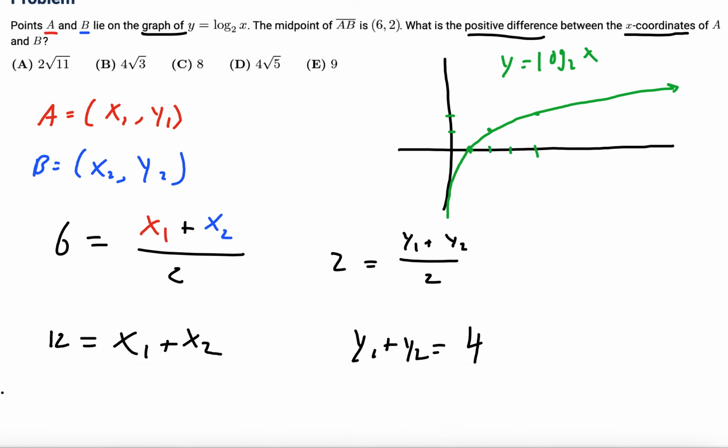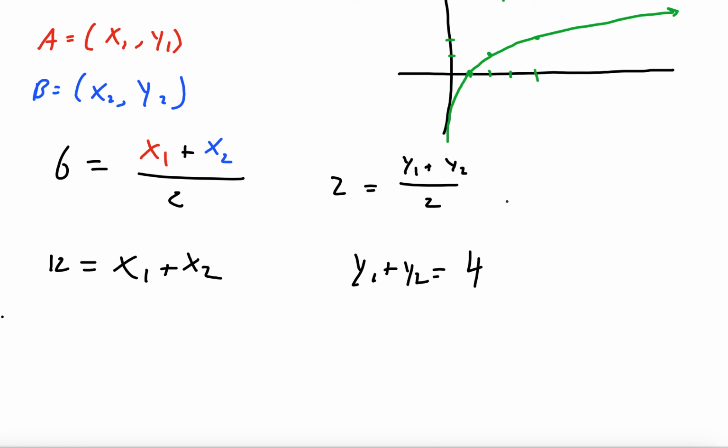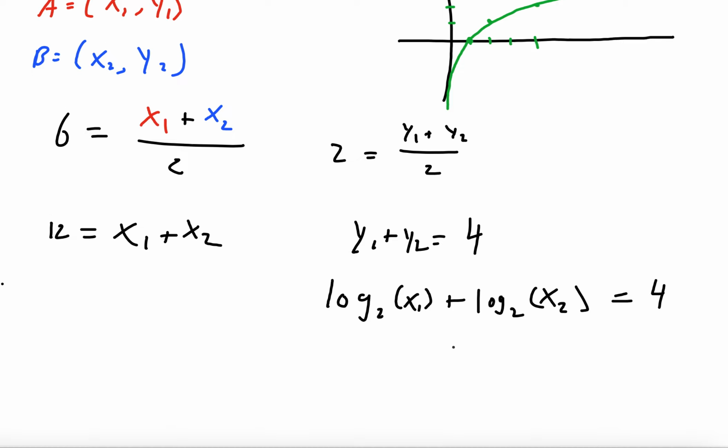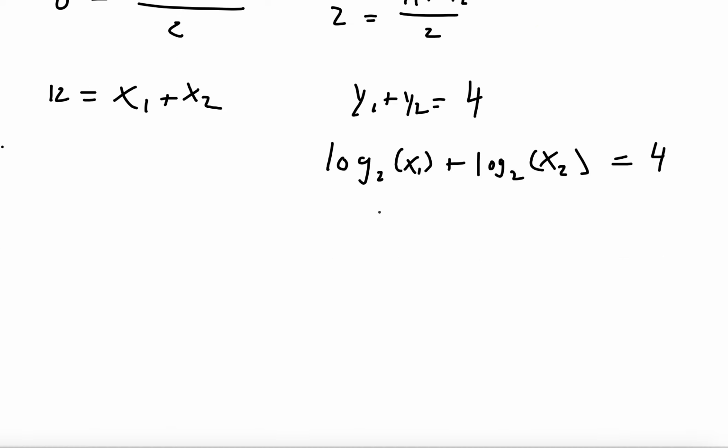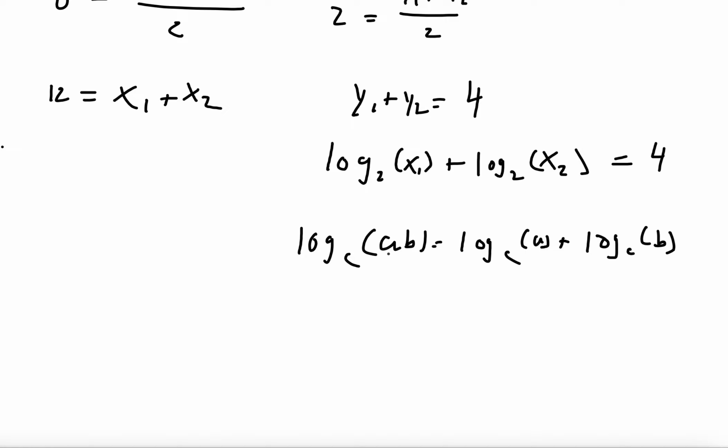But remember that because these are points on the graph of log base 2 of x, y1 is going to be equal to the log base 2 of x1. And y2 is going to be the log base 2 of x2. All right, like this. And that's going to be equal to 4. And now, remember that a very important property of logs, which says that the log base c of AB is equal to the log base c of A plus the log base c of B, which just means multiplication in the input corresponds to sums in the output. And so, of course, we're going to use the reverse of that to connect these together into a product.